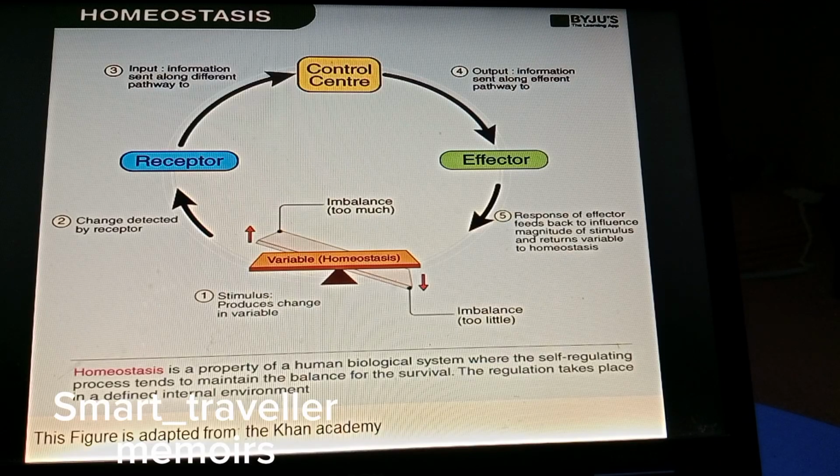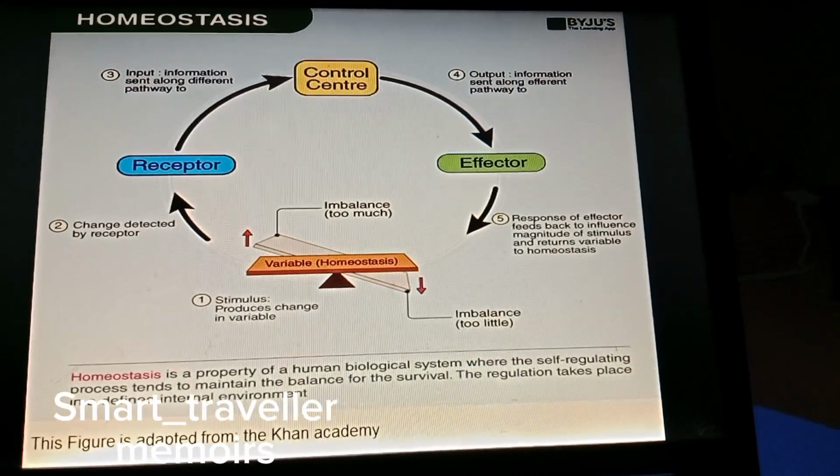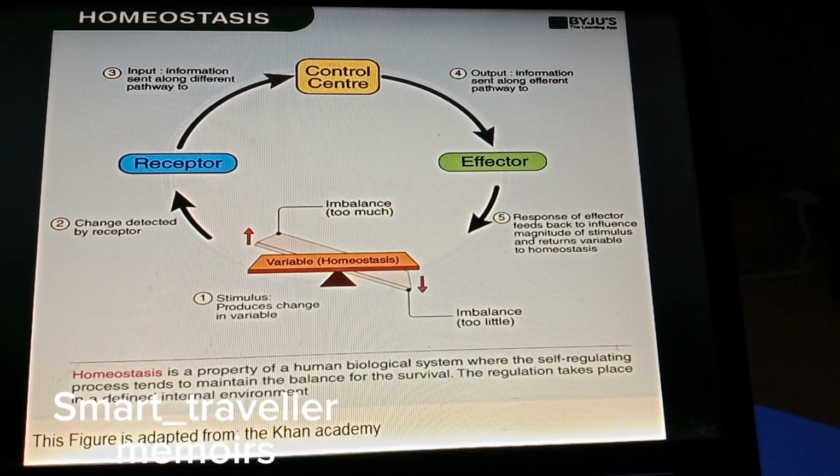Homeostasis diagram there. This figure is adapted from Khan Academy. So we have the control center. This is a general diagram. Input, information sent along afferent pathway. Output.